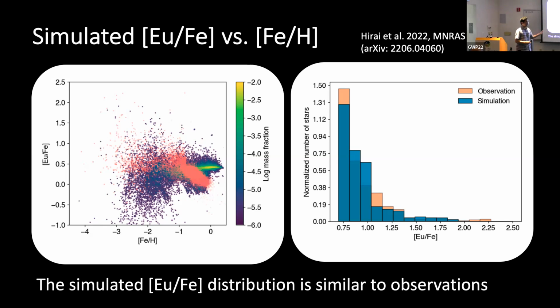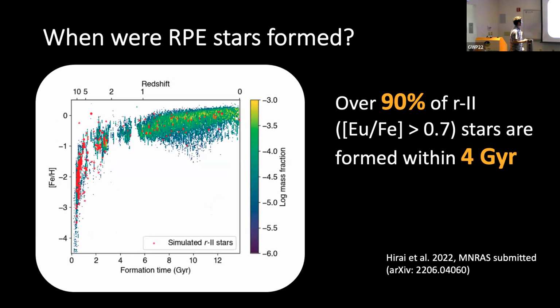By using these simulations, we have analyzed when, where, and how the R process enhanced stars are formed. The first question is when these stars are formed. This is the answer. We have found that over 90% of the R process enhanced stars are formed within 4 billion years from the beginning of the universe, the Big Bang. This figure shows this. The vertical axis is [Fe/H] and the horizontal axis is formation time, and the color shows all stars in the simulations. The red plots are the simulated R process enhanced stars. As you can see, most of the stars are formed in the very early stages of galaxy formation.